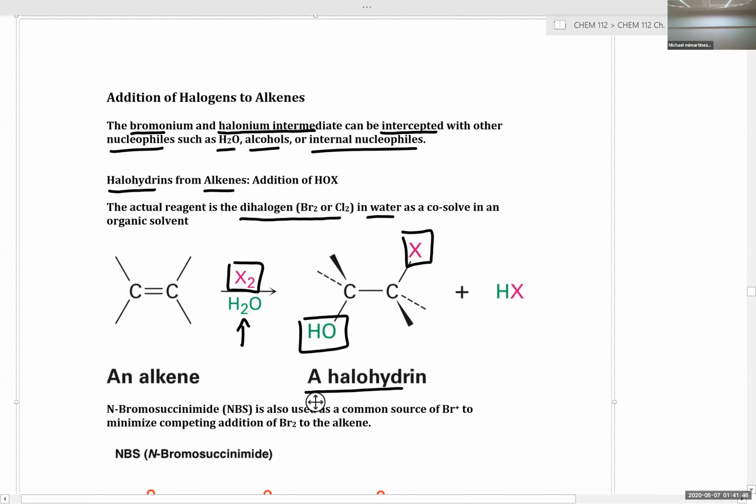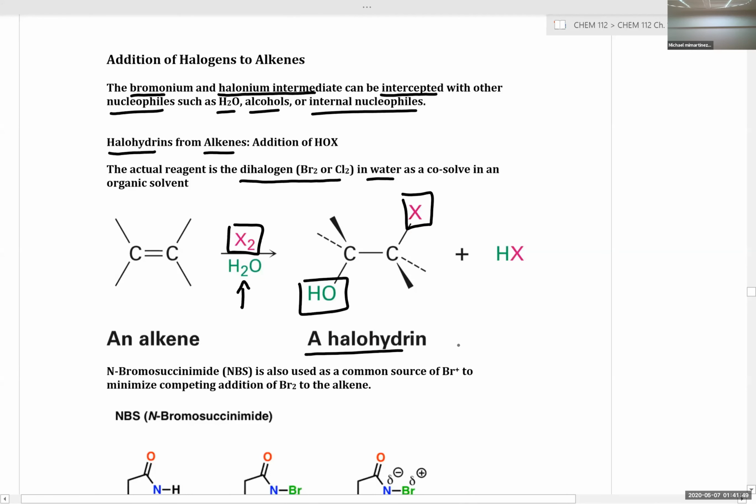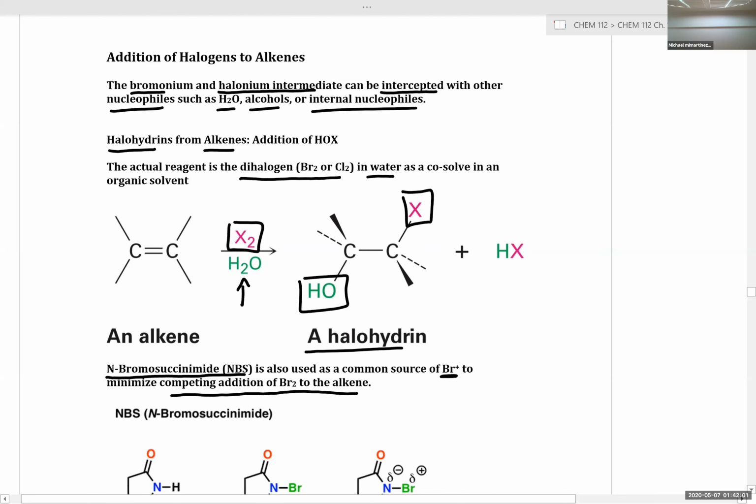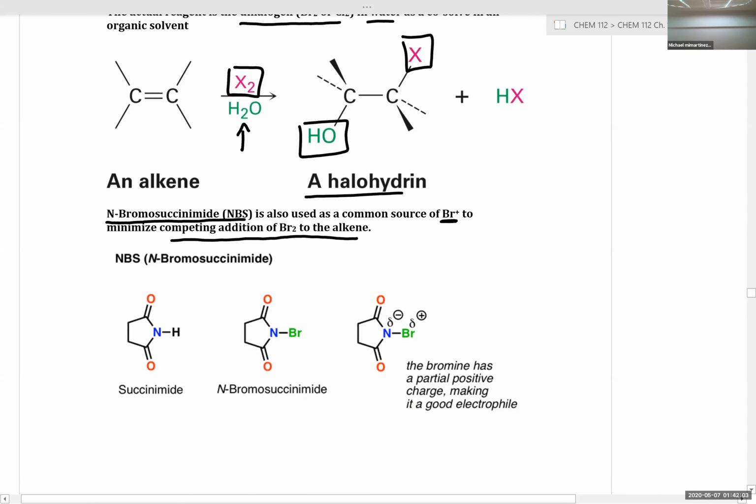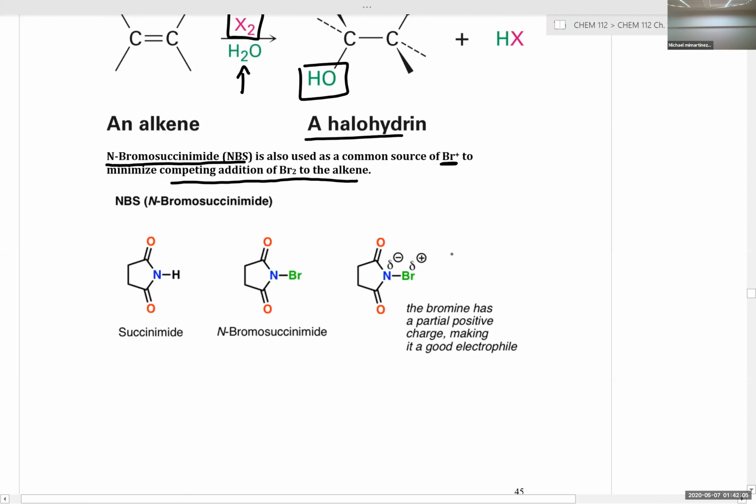Now, to accomplish halohydrin formation, N-bromosuccinimide, otherwise known as NBS, is used as a common source of Br+ to minimize the competing addition of bromine to our alkene. So N-bromosuccinimide is thought of as the source of Br+. So it's commonly used for halohydrin formation because we don't have an equivalent of Br- floating around.